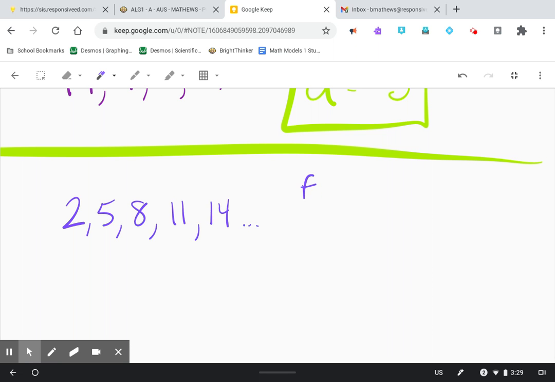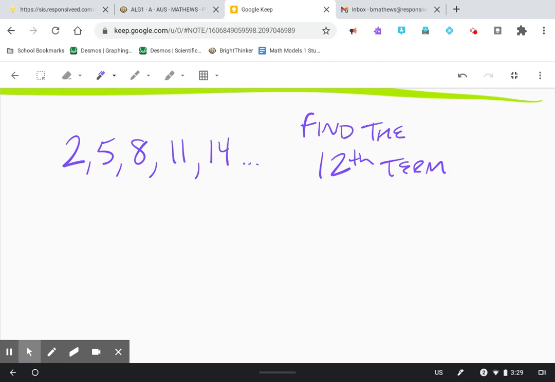And let's say they said, find the 12th term. So that tells me a few things. The first thing I need to do is identify all of the values from this formula. Again, this is the formula for any number in a sequence: A(n) equals A1 plus, sorry, I got that backwards, n minus 1 times d. Mixing up a lot of my writing today.